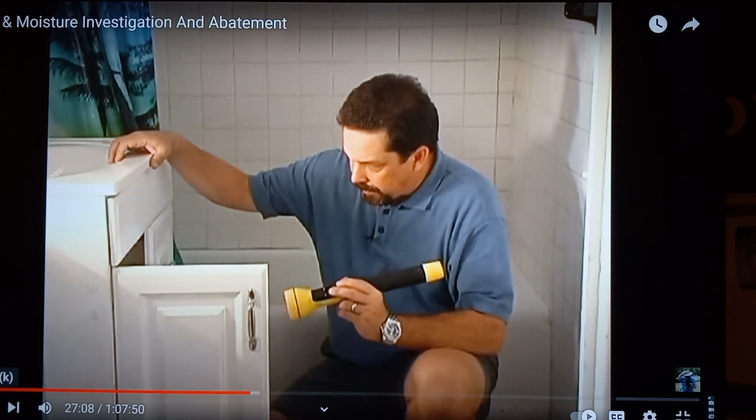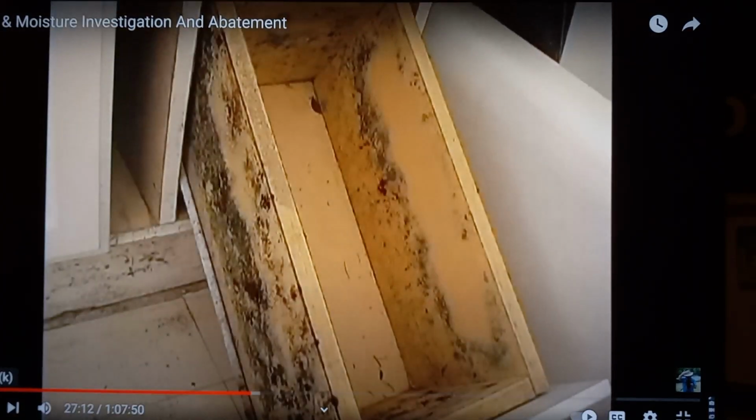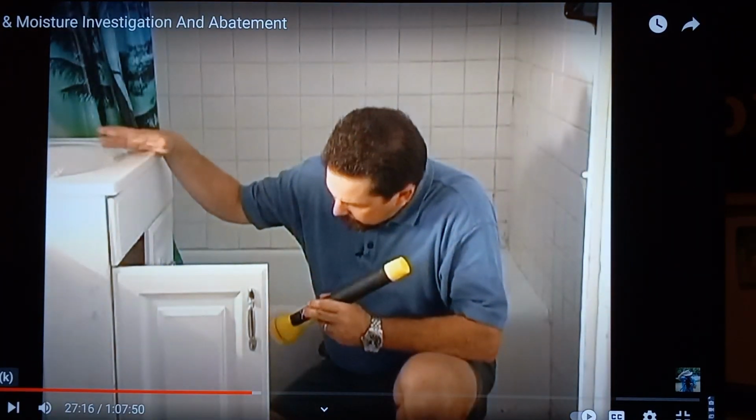We're taking a look in the bathroom, and what we found in here is a pretty good colony of what appears to be mold growth. And again, as we see, mold can be various colors. So this would be something that needs to be dealt with immediately.